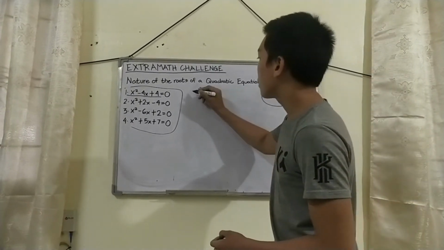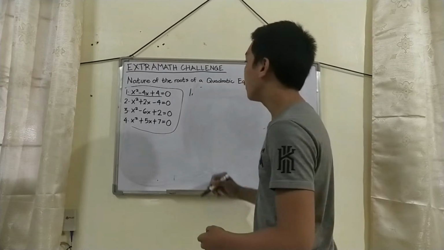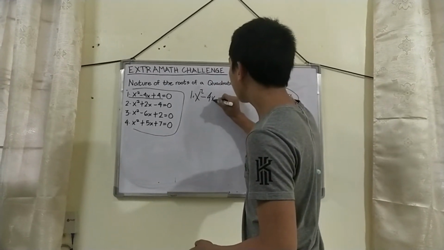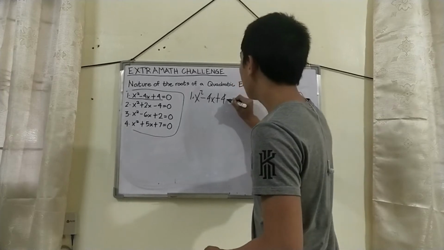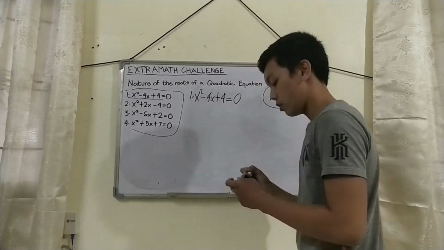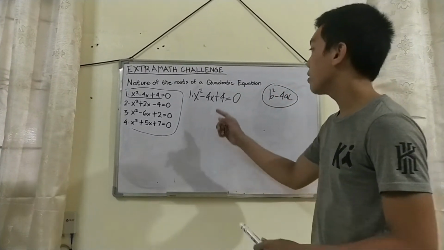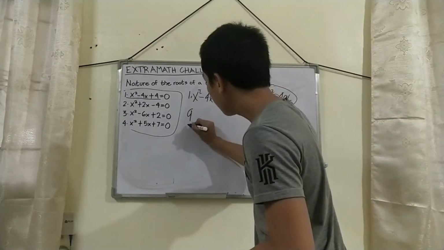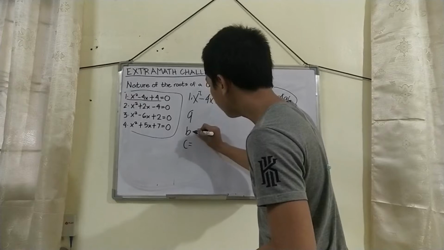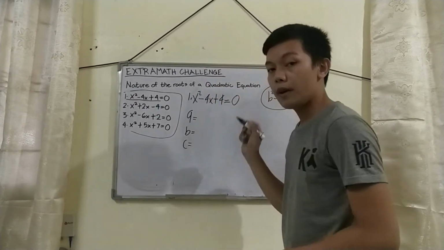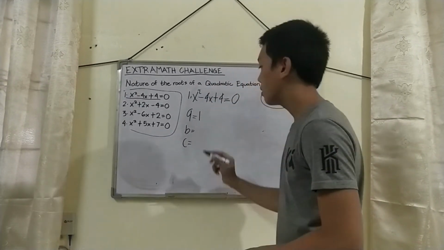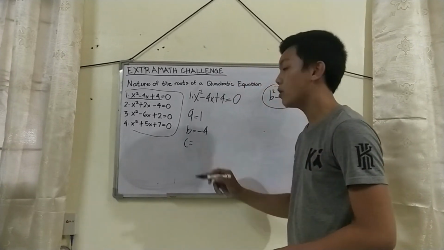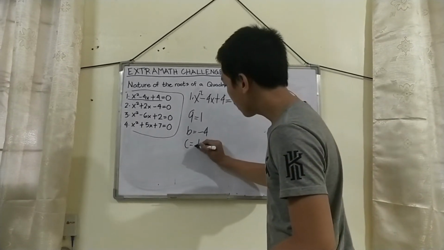So let us solve for equation number 1. x squared minus 4x plus 4 is equal to 0. First, let's identify the values of the variables a, b, c. The value of a is 1. The value of b is negative 4. And the value of c is 4.